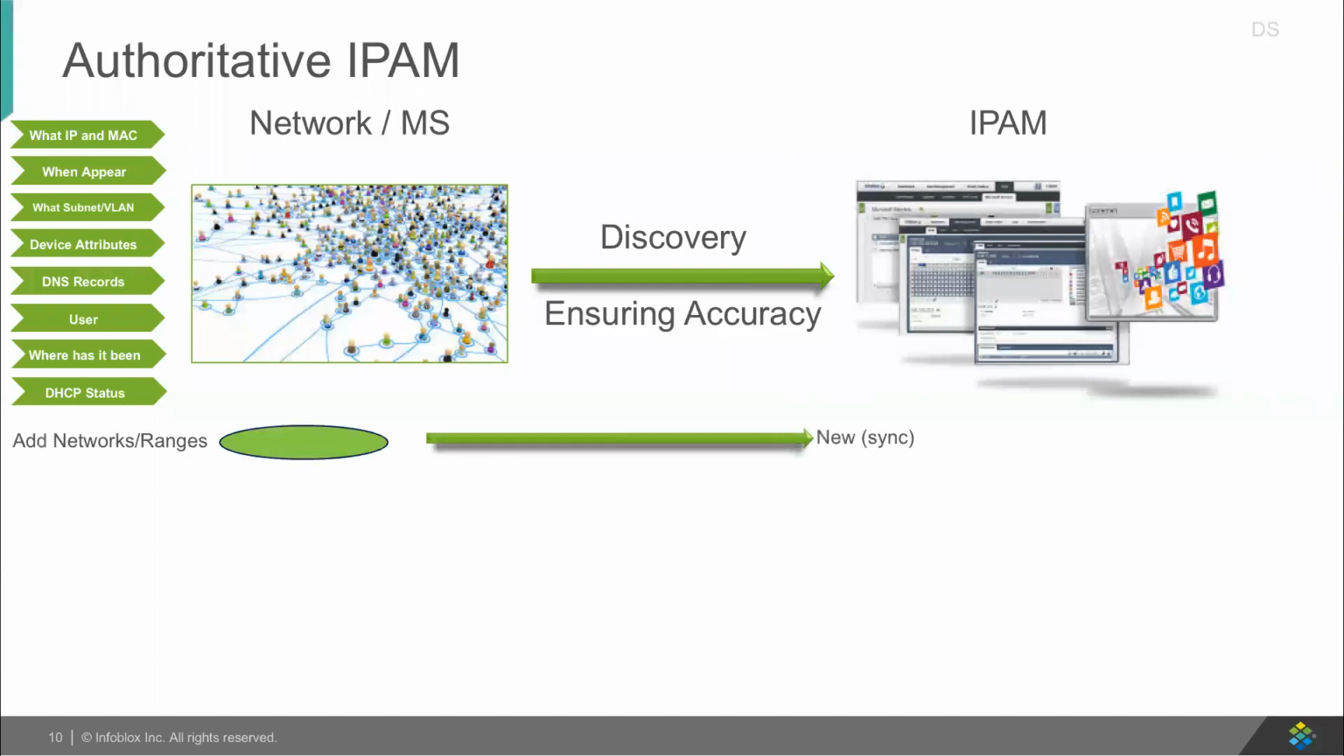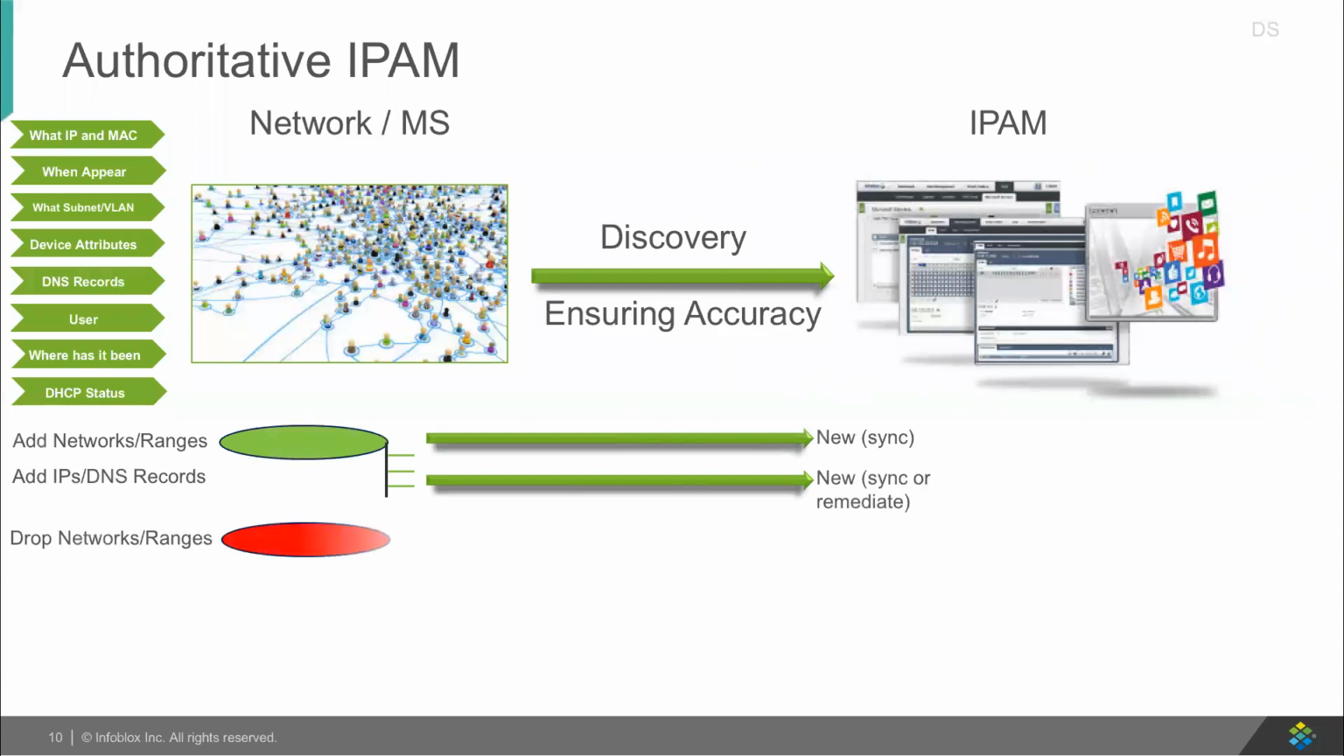And there are some nice policies and hooks we put in there so that when a new network, or DHCP range, is discovered, we're automatically bringing it into IPAM. If a new IP address or DNS record appears, we're automatically bringing it into IPAM, right?